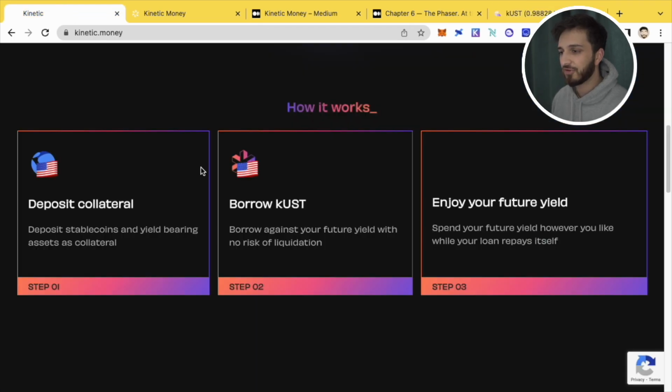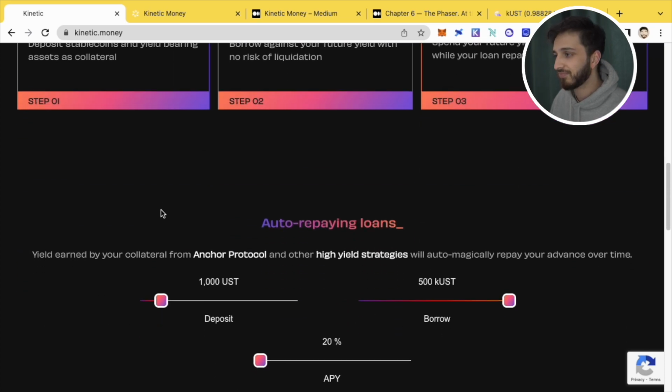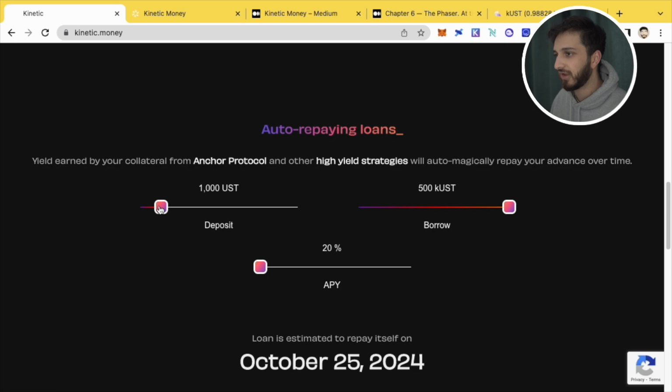So that's essentially what you can do. You can deposit your collateral, borrow KUST against it, and essentially that KUST loan that you've got is going to pay itself off over a long period of time. That is because the collateral that you've deposited is yield bearing, and they use Anchor Protocol for this. So if you scroll down, here's what you'll see.